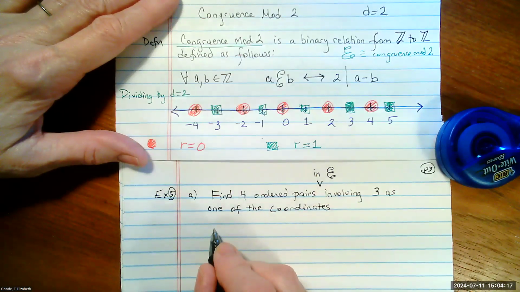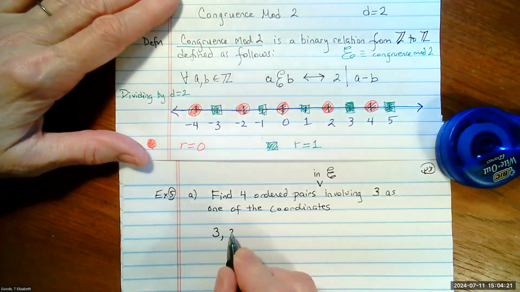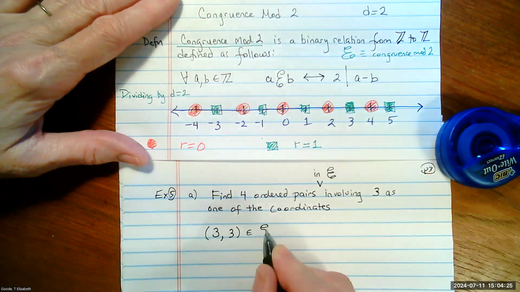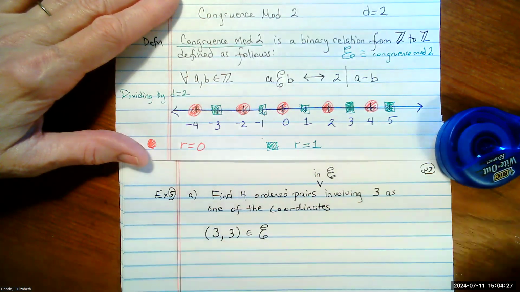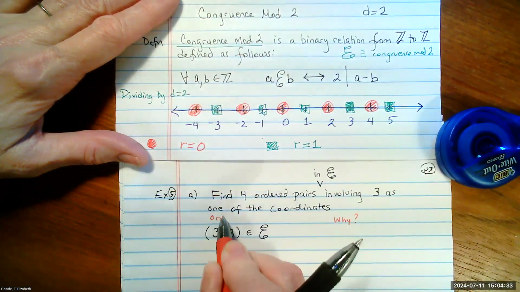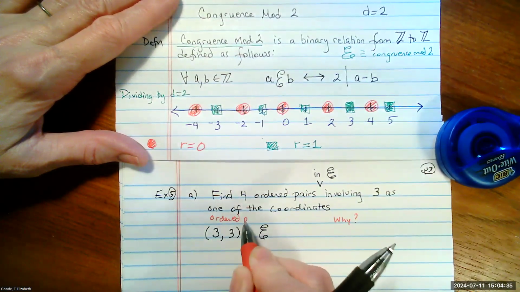So, well, let's just think about it. 3, comma 3, I claim, is in E because 3 minus 3 is 0.